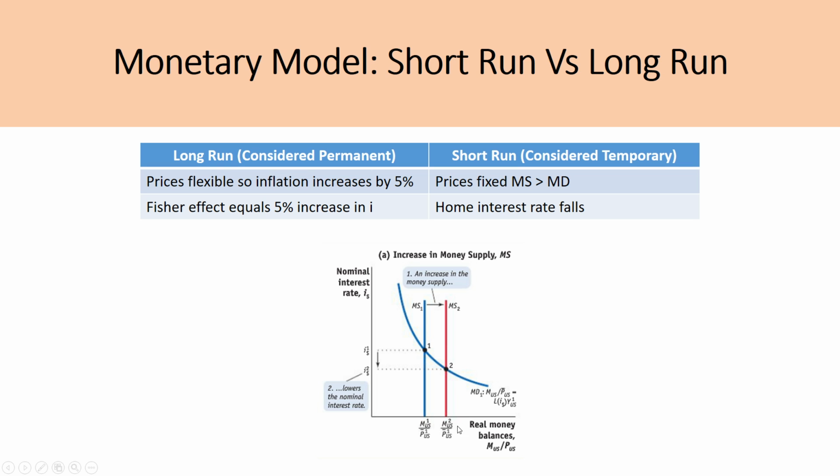Whereas in the long term, because prices are fully flexible, an increase in the MS will be matched by an increase in the price level. So really, this line will not shift in the long term, because whatever change happens to the top variable will be represented by the same percentage change in the bottom variable. So if M, the top, the nominal money supply, increases by 5%, the Fisher effect equals, so inflation will also increase by 5%, and so the price level will increase by 5%. So nothing will change, okay?